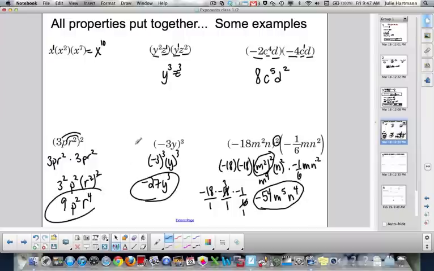Okay, so there are some more examples. Hopefully that helps you understand topic 1 a little bit better.